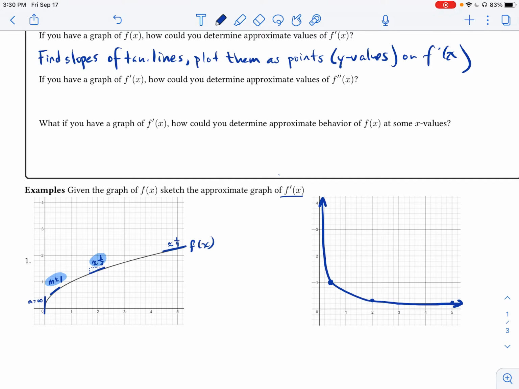What would we do then? Well, effectively, we would do the same process, but this time we would look at the slopes of the tangent lines of our derivative and plot those slopes as y values for the second derivative graph. Now, let's switch this around.